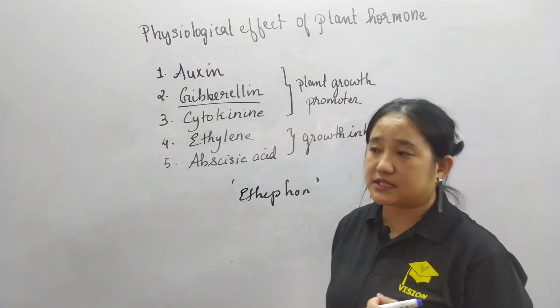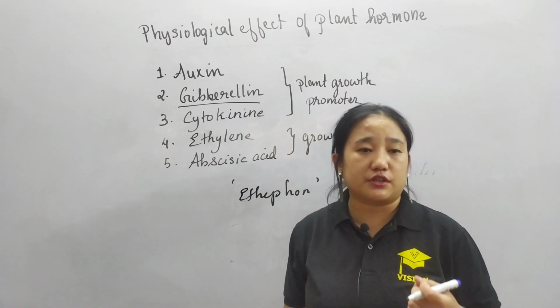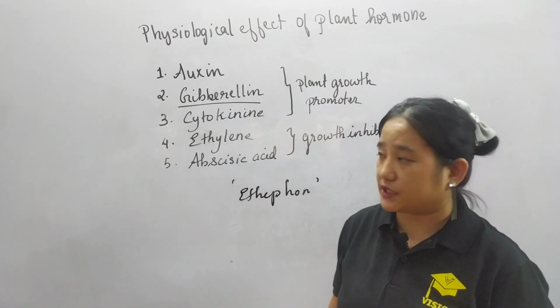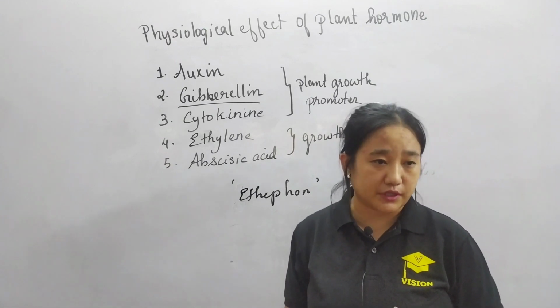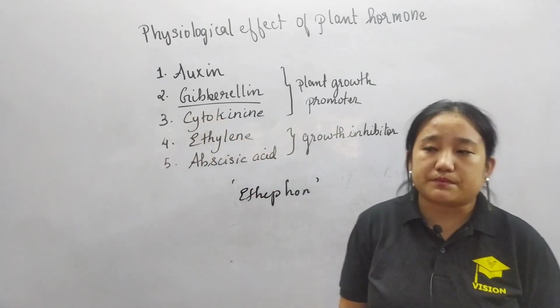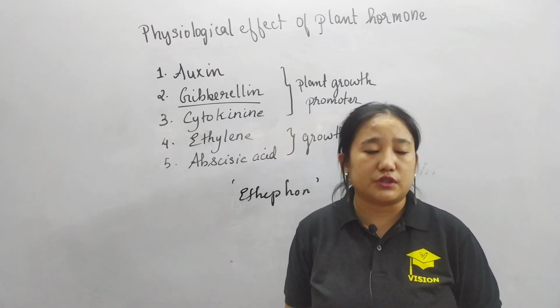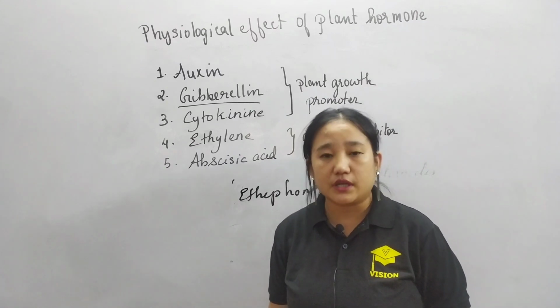Overall, abscisic acid acts as an antagonist to gibberellin. That is, the physiological effect of abscisic acid is opposite to that of gibberellin. Overall, as you can see at the end, all of these plant hormones play a vital role, and each of these together functions to bring about the growth, development, and differentiation of the plant.